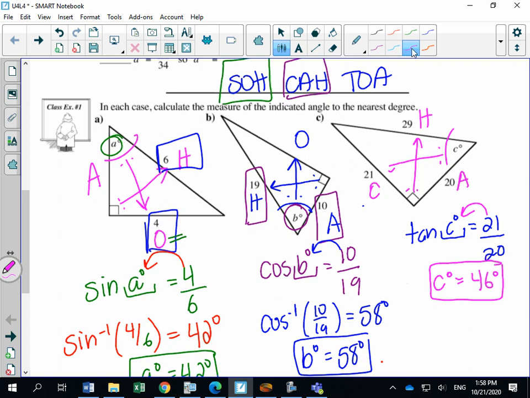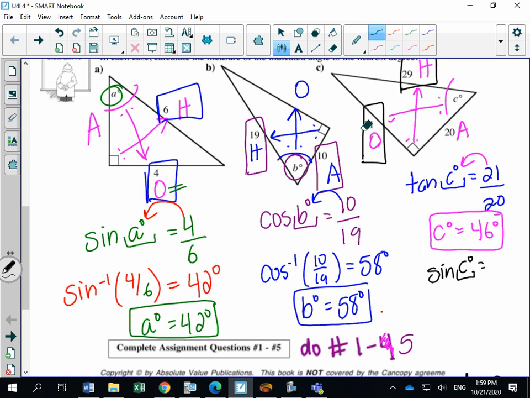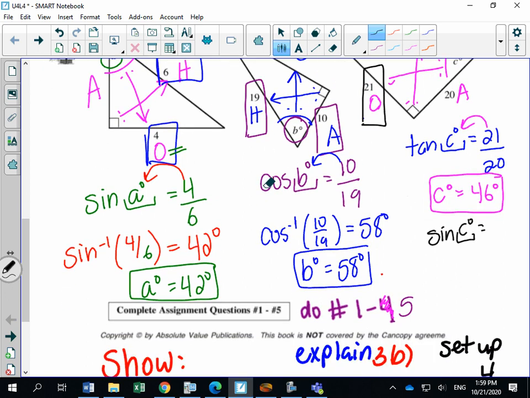Okay, so you guys, I want you to include this work. Just this one more will do. So watch if you did this on a test. O and H. What trig ratio would you use if you boxed those two sides in? Sine. Okay, so let's see. The sine of angle C is equal to O over H, which is 21 over 29. Okay, let's do that on our calculator. So the inverse sine of 21 over 29.